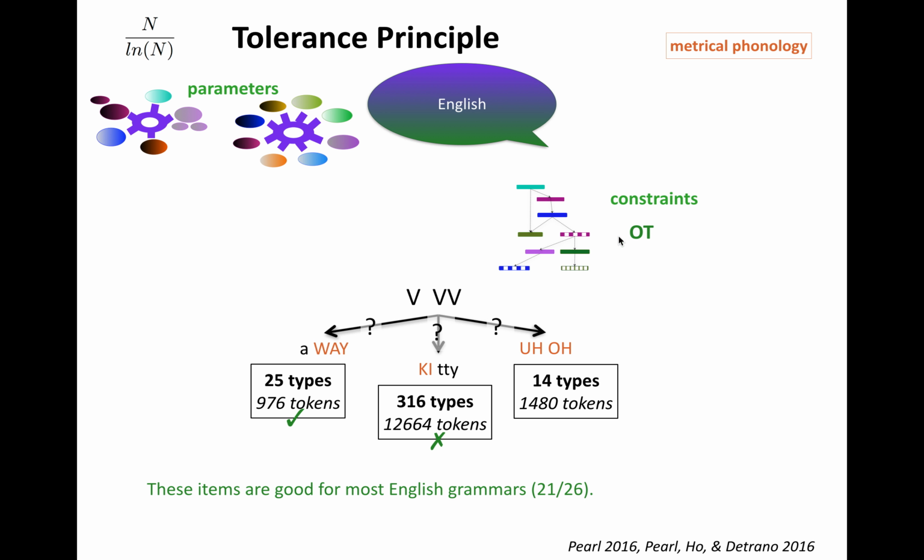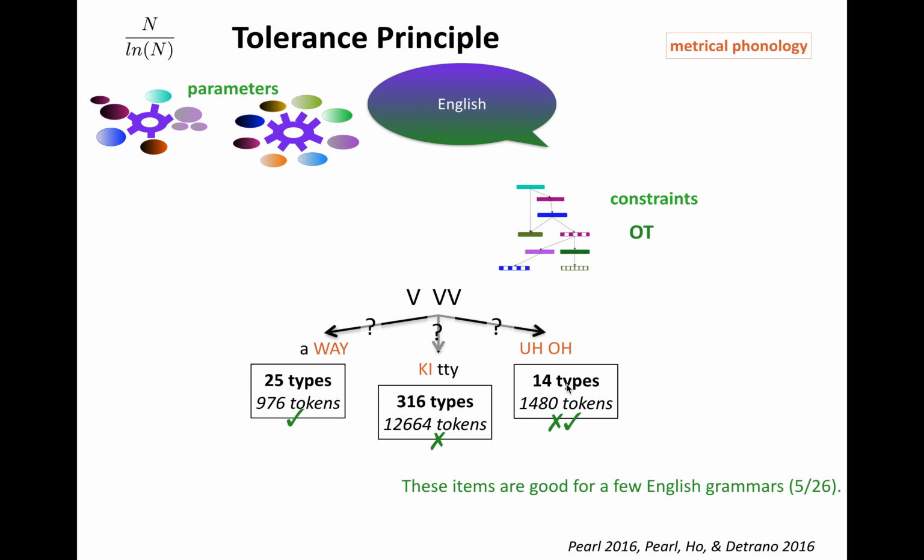So remember, in these constraint-based systems, you have these rankings defined. So any grammar that obeys this ranking ordering counts as an English grammar. There are 26 of them, given the OT constraints proposed. And you know what? 21 of those actually are able to account for things like away. And then the rest of them are able to account for things like right?